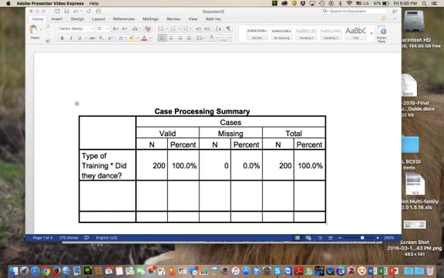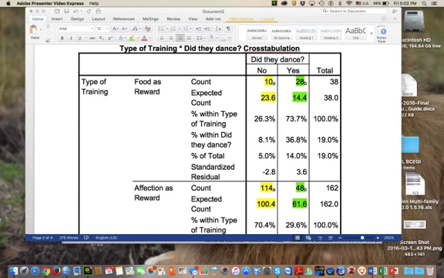So in observing our SPSS output, the first thing we look at is the case processing summary, which is the type of training and did the cats dance and how many participated. So our N is 100% valid. We had no cats missing, so we had complete participation. So now we're going to go to our cross tabulation table and observe the output.